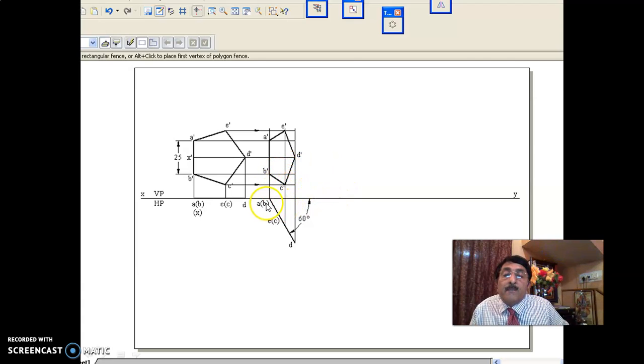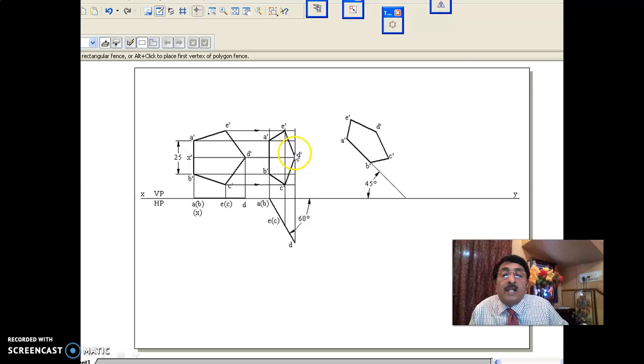Now, the problem at this stage is edge in VP, surface inclined at 60 degrees to VP. Okay. Now, you see here what I've done. A dash B dash, hope you know, it is in true length. Correct? A dash B dash, it is in true length. Okay. Keeping inclinations to VP constant.